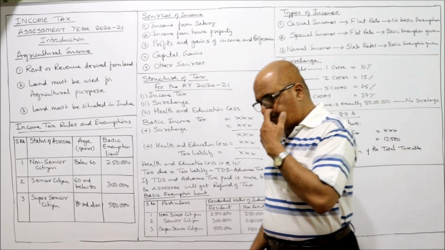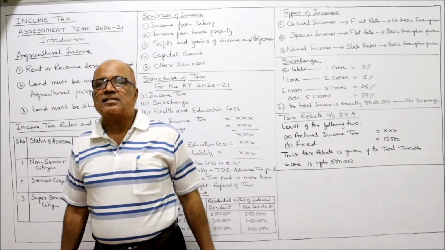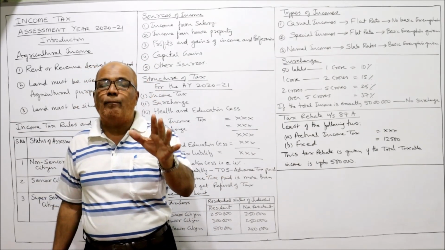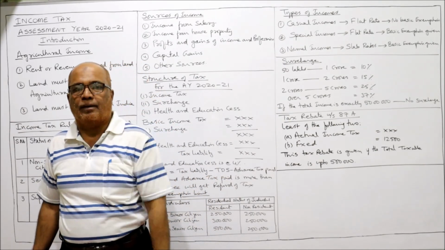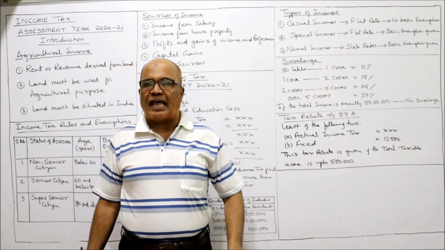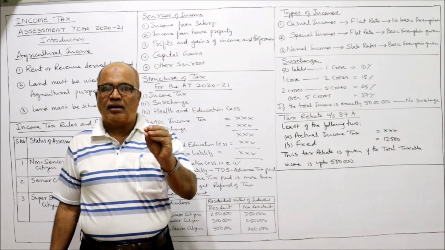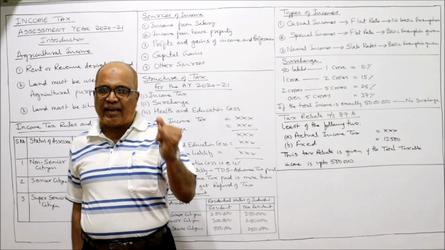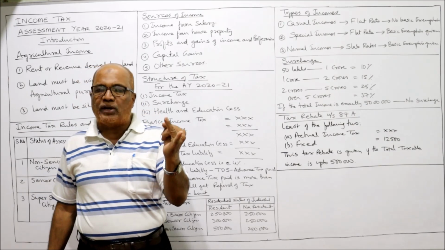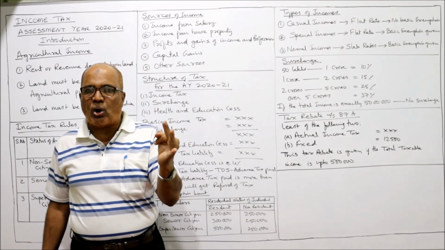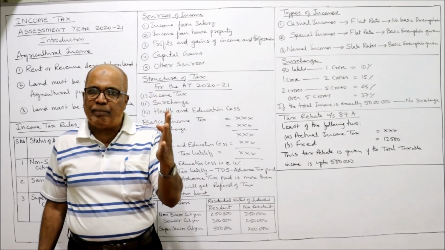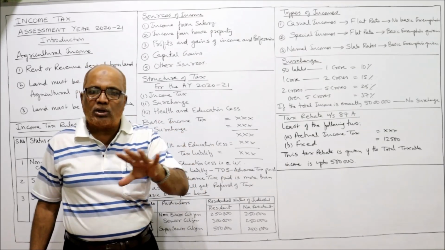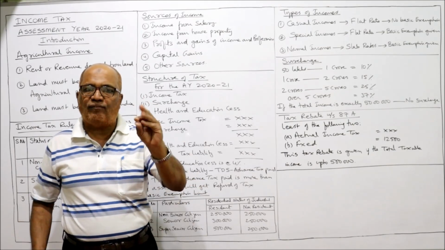Now, sources of income. The Income Tax Act has given provisions regarding how to compute the income of a person. The income of a person is classified into 5 heads according to the Income Tax Act. The 5 heads are income from salary, income from house property, profits and gains of business and profession, capital gains, and income from other sources.